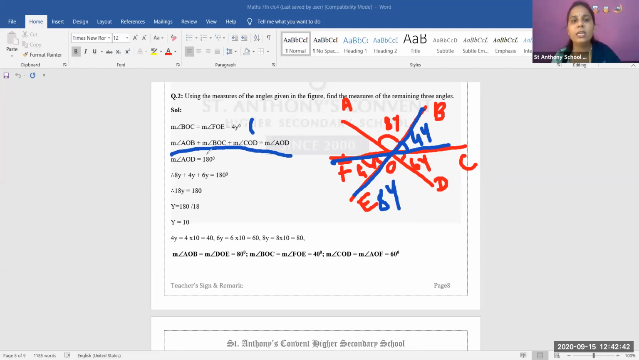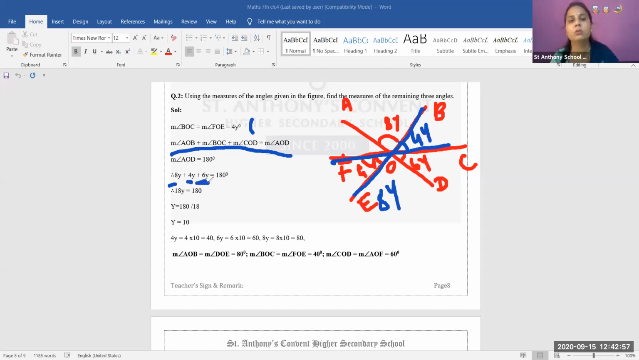Now AOB plus BOC plus COD is equal to the measure of angle AOD. AOD is equal to 180 degrees because angles in a linear pair are equal to 180 degrees. Now the value of AOB is 8y. The value of BOC is 4y.